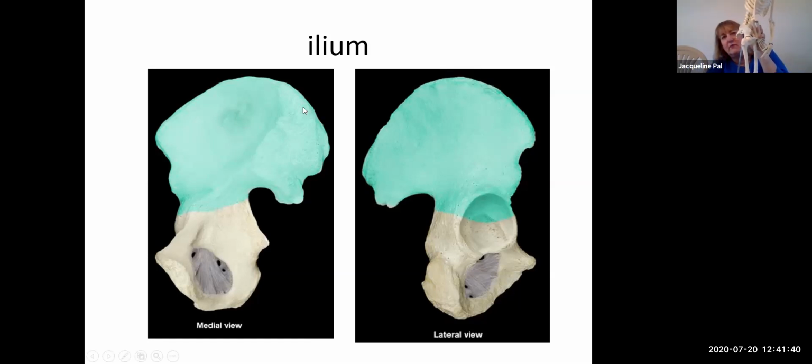And notice ilium only has 1 L. I point this out because so many anatomy students put 2 L's in it. Do that on homework, it will be marked wrong. So ilium with 1 L, that's this bone.